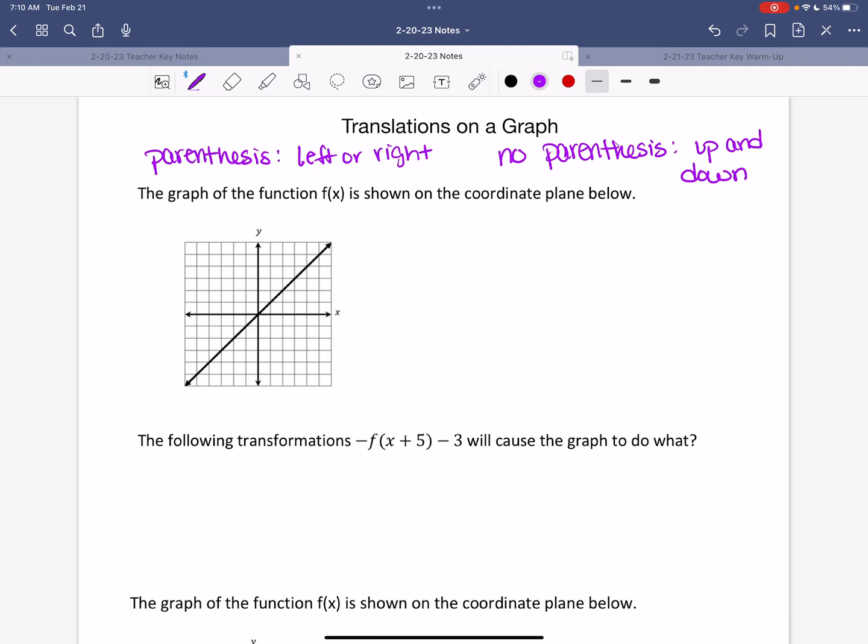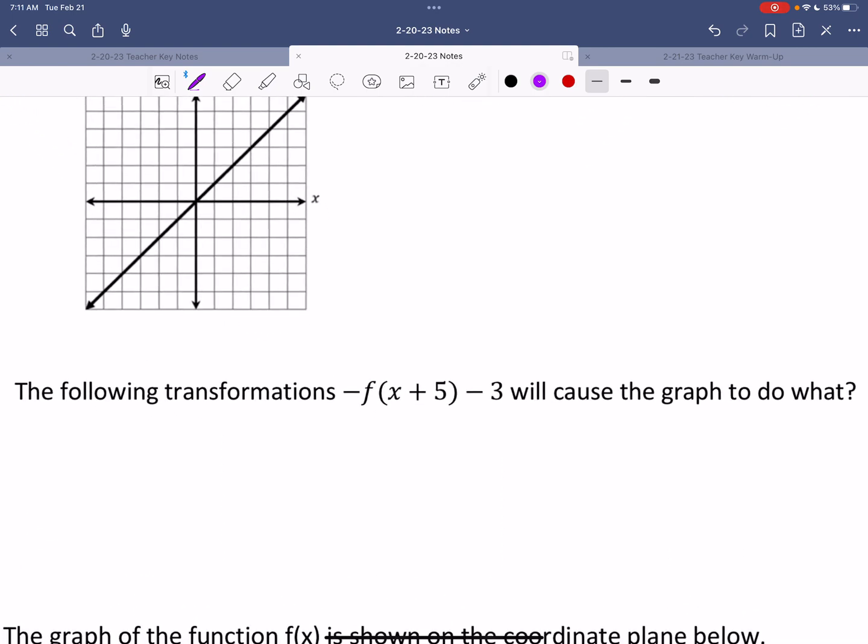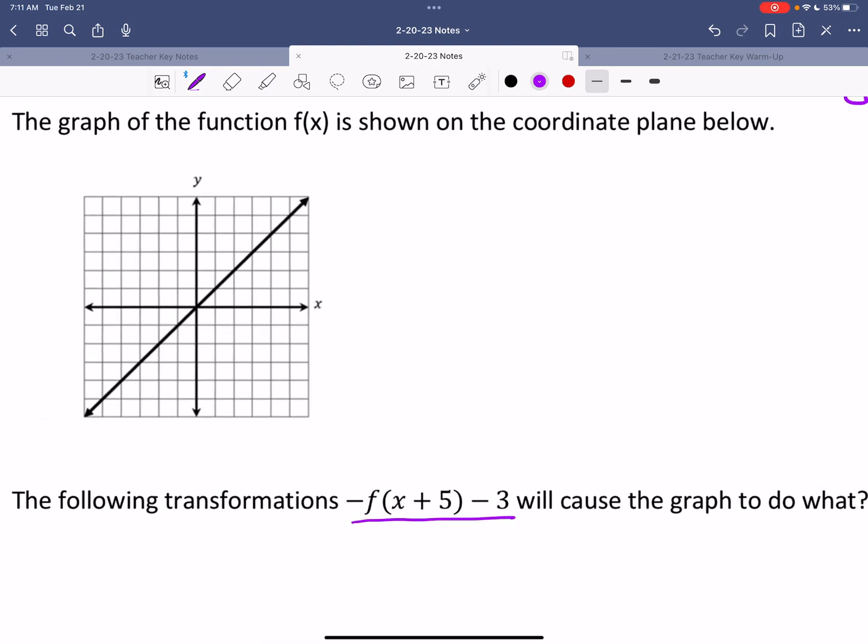Now, again, yes, you're given a graph because this is question 1 and this is question 2 down here, okay? Yes, you're given a graph, but I still want you to go just to the question. It says, the following transformation of, gives you an equation, will cause the graph to do what? So I'm going to look at this equation. It wants to know what's happening from our original equation, which is f of x. Remember, we did that whenever we're doing our tables. Up 1 over 1, up 1 over 1, okay?